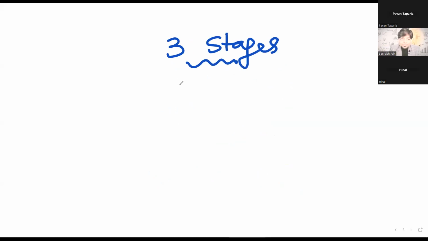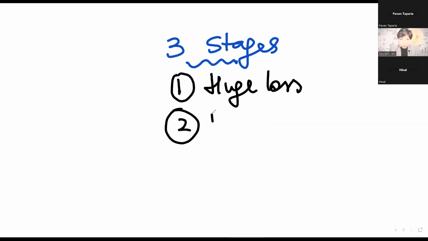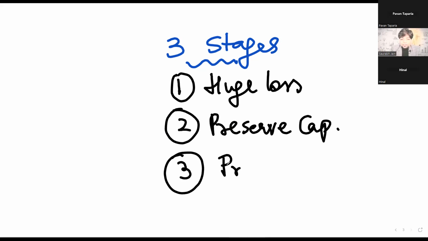Okay. First stage is huge loss. Second stage is preserving your capital, which means you are at the stage where you are able to preserve your capital. And the third stage is where you have started making profit. Every trader has to go through these three cycles. Correct me if I'm wrong, and tell me if you feel that you are in any of these stages.